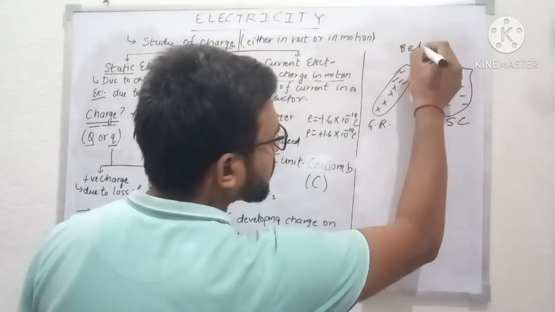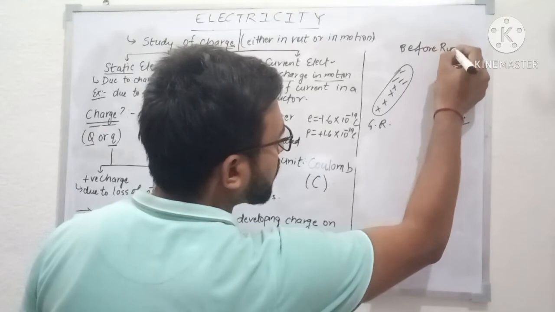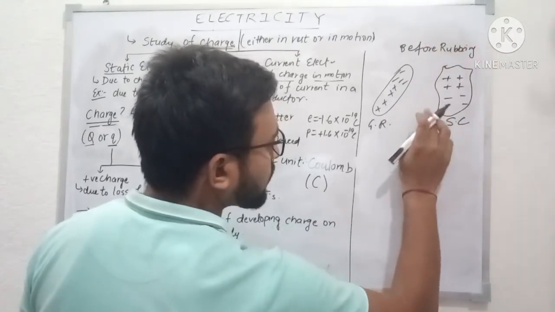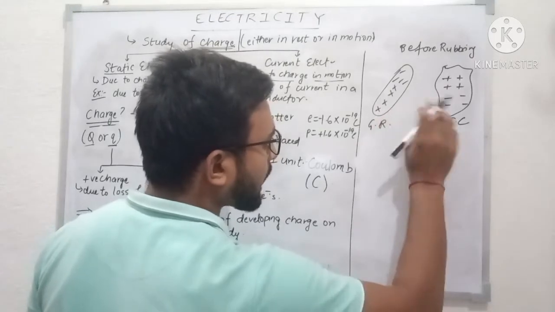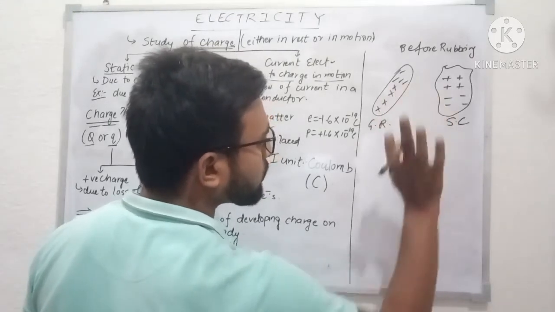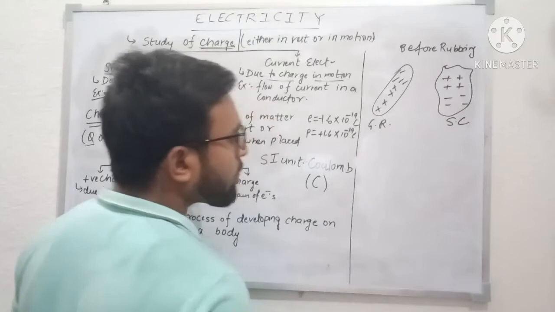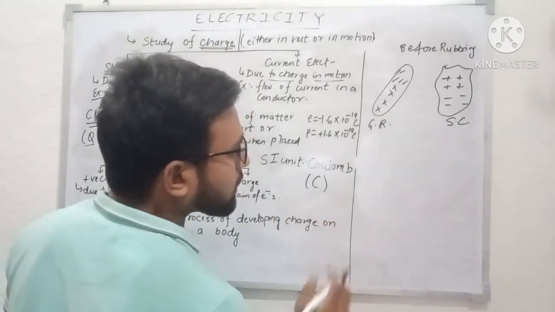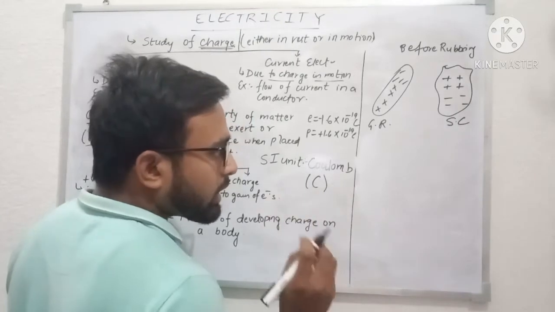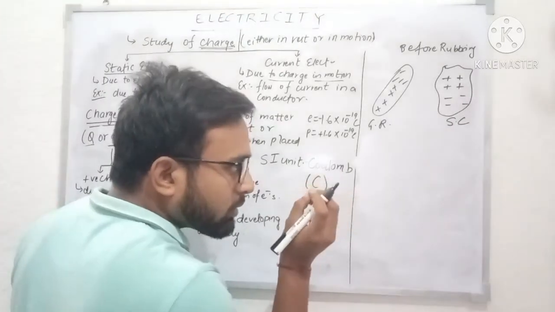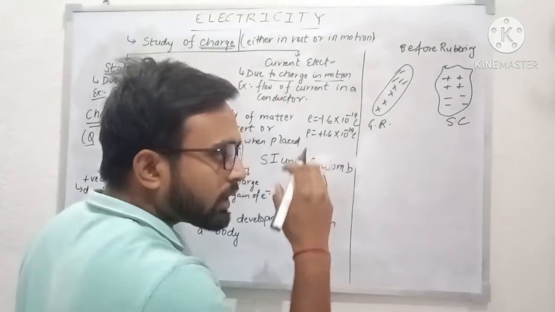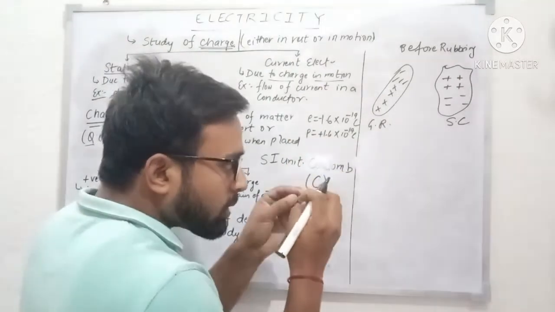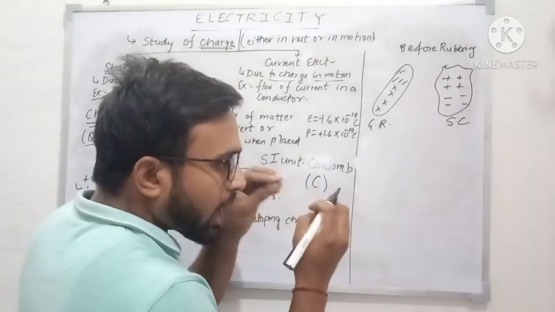Before rubbing, these two are electrically neutral, means both have equal number of protons and equal number of electrons on them. Okay, what happens after rubbing? As we know that the proton is located within the nucleus of any atom, so it is not possible to remove proton from the atom.